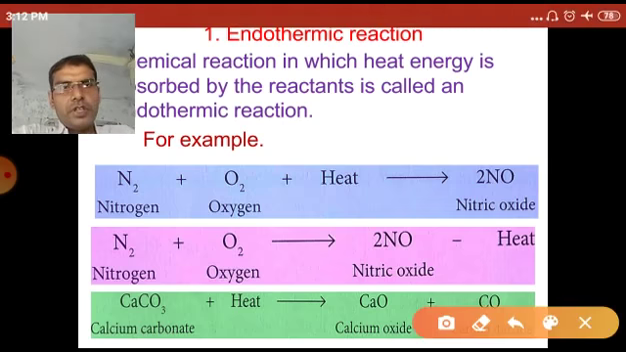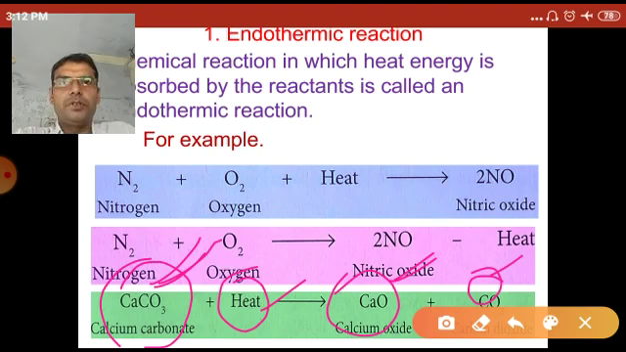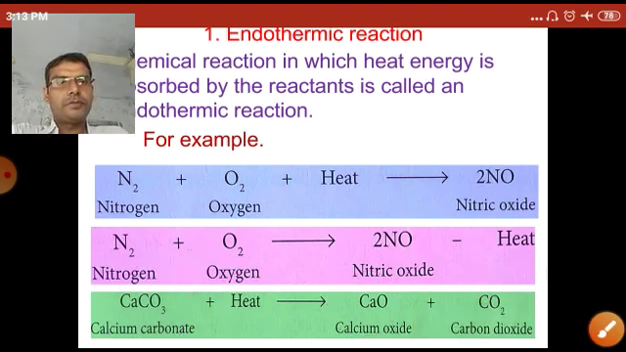Now the next example: when calcium carbonate is strongly heated, it forms calcium oxide and CO2 gas. So calcium carbonate, when heated, forms calcium oxide and CO2. In this reaction, the heat is absorbed, so this is a type of endothermic reaction.